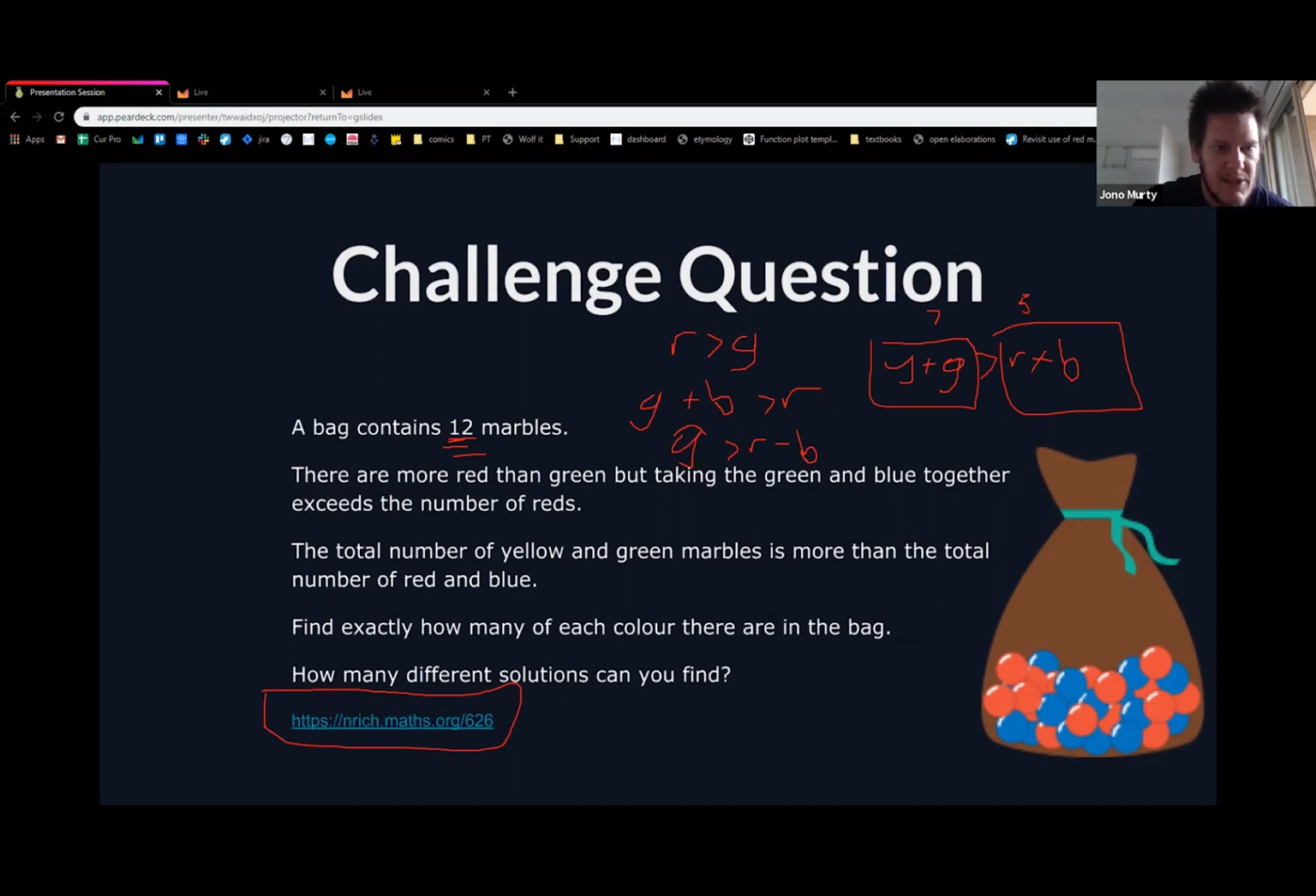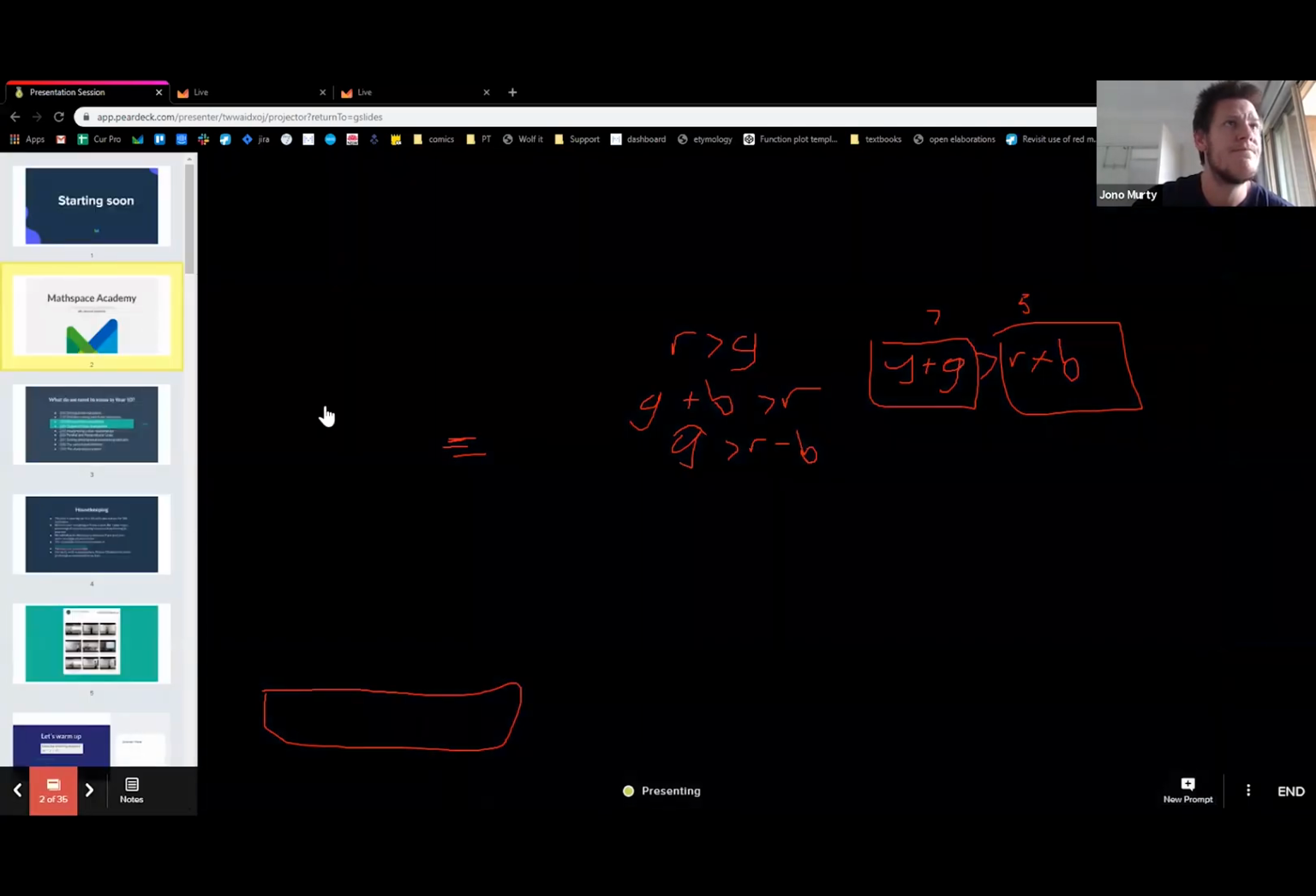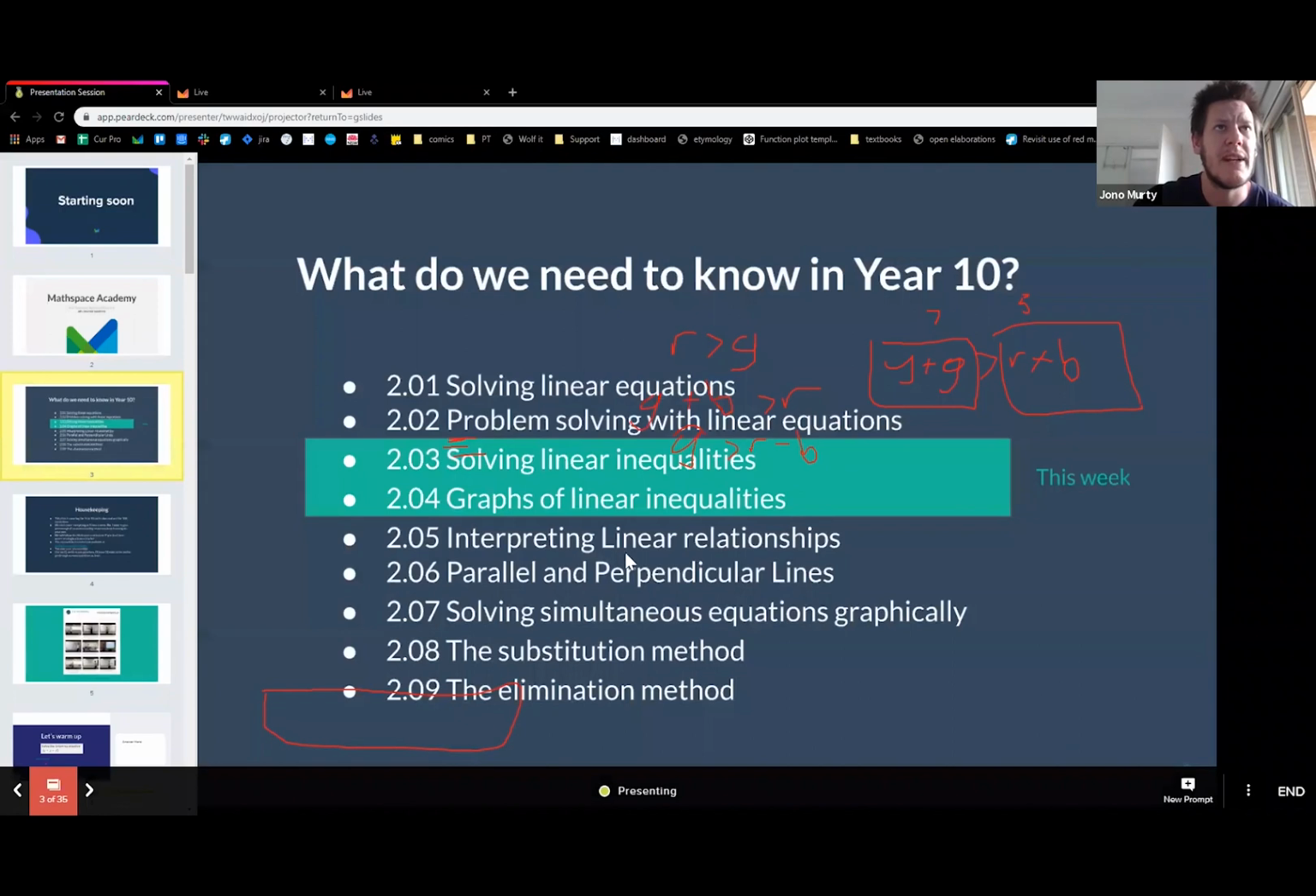Next week, we'll be looking at interpreting linear relationships and probably look at some parallel and perpendicular lines and formulas for them, and solving things like 5x plus 3 equals 7, using a similar method to the one I just showed you then.